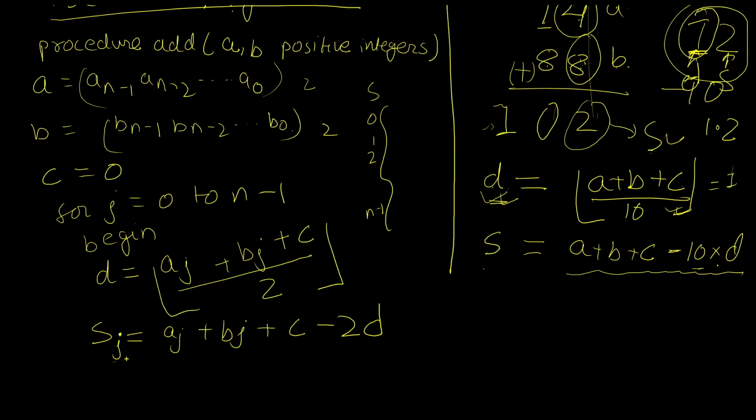So every time I assign sj, I'm collecting one of my values for my sum. So the first time I get a S0, and then I get a S1 and S2, and so I generate the digits for my sum.